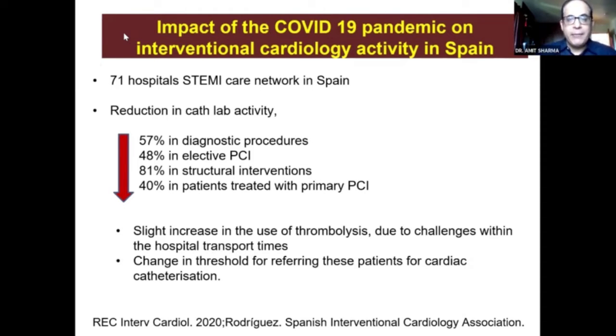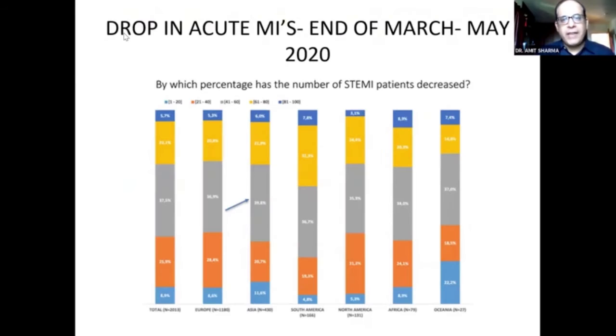Now, by primary PCI, what I mean is patients who are wheeled in with a heart attack or acute MI, where we did a primary angioplasty to bail out the patient from this crisis. There was a 40% drop in Spain. This correlated well with almost everywhere. If you see, this is the chart that shows us from March to May. You can see Asia, that is where I've shown the arrow. Almost 39% of patients had reduced compared to usual numbers that we would see in January or February.